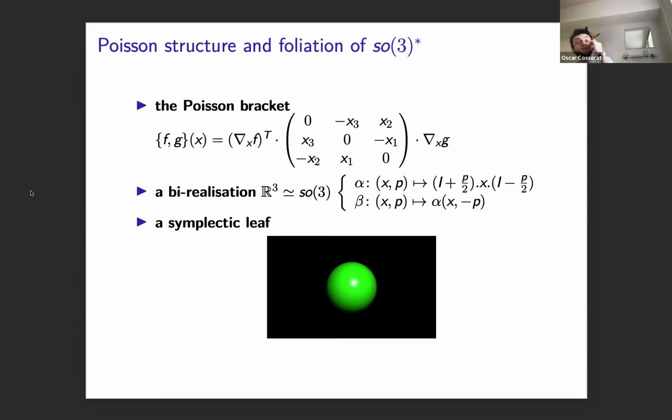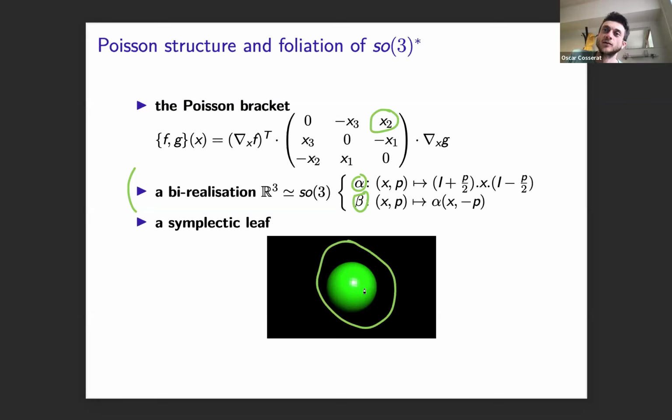So let me come here with my second example. I recall the Poisson bracket. Here you see that the Poisson bracket is linear. Coefficients vanish at 0. They are of order 1. This is a formula for the realization with the map alpha and beta. And I recall the symplectic foliation of this Poisson bracket, which is made by spheres.